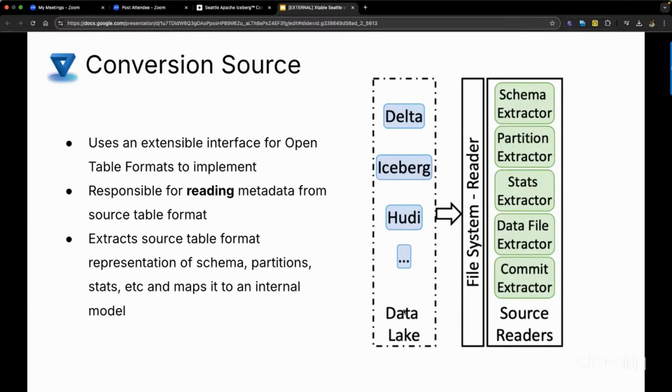And then the commit extractor: Iceberg has a notion of a snapshot, Hudi has the commit, and in Delta there's a transaction JSON. So it's about being able to extract the actual operation that happened on the table. What I really want to leave you with is that this is a very easy, extensible interface, so that in the future, other table format projects outside of the big three can go and extend this interface so that they can also interop between Hudi, Iceberg, and Delta.